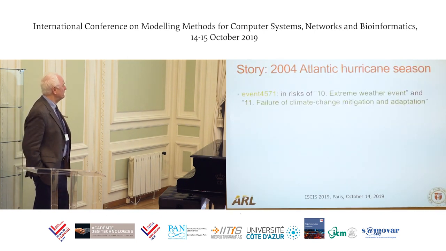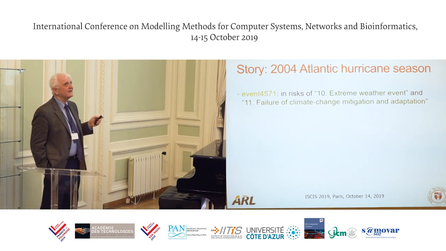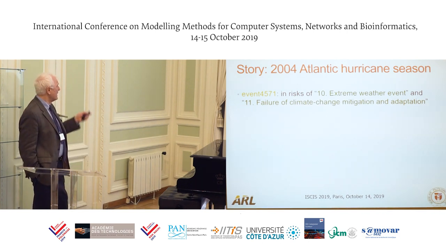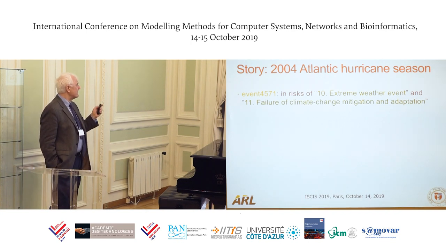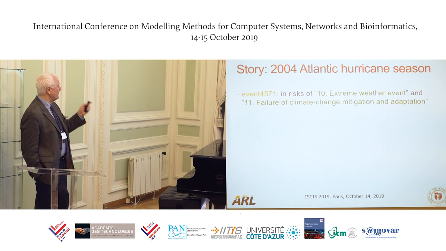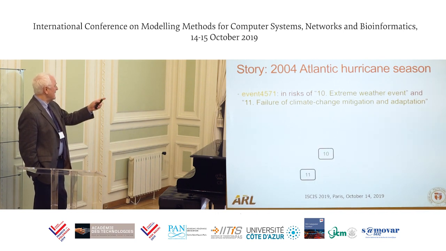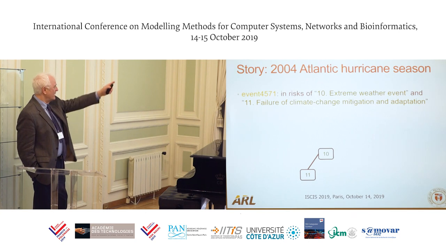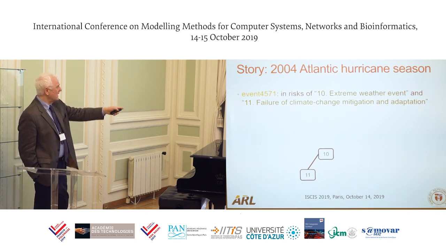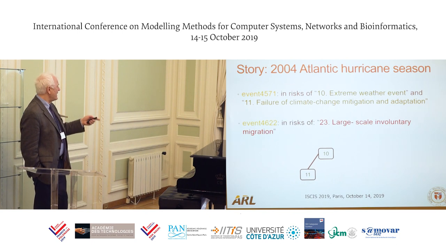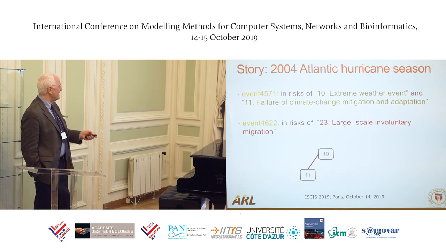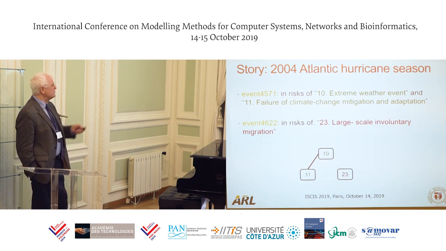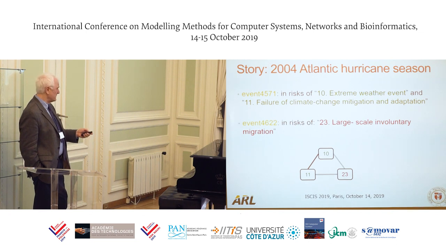Here is an example of how we build that risk network. We have this story about Atlantic hurricane season, and then we had event 4571, which was related to risk of extreme weather event and failure of climate change. They are connected, so now we see that it is triggered. And then in the next event, we may have another risk, large-scale involuntary migration, which should not be connected because it's not related to them at this point.